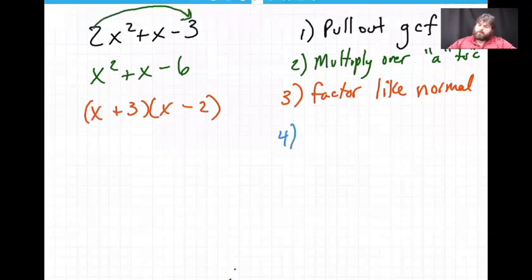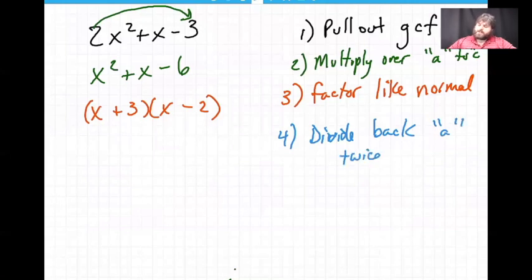All right, fourth step. We're going to divide back the A. So in our case, the 2. Now we're going to do it twice. So this A that we moved over, this A gets divided here and divided here. The way I multiplied it over, when I factor, I've got to divide it out twice. Okay?